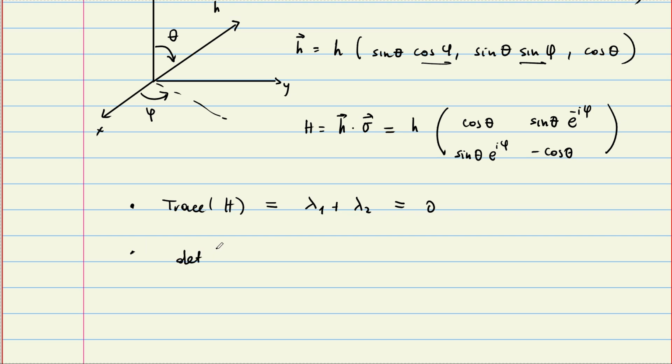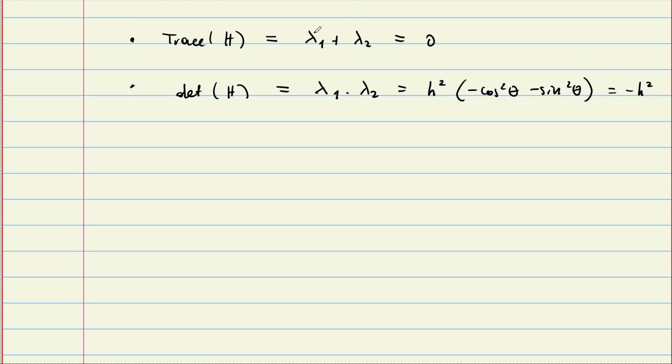And the second one is the determinant of H, right? Any determinant is the product of eigenvalues. And in this case, it's going to be H squared minus cosine squared theta. And if you multiply this, minus sine squared theta, right? Because the e to the i's just go away. And this is going to be minus H squared, right? Then lambda 1 is equal to minus lambda 2, and their product is minus H squared. Then I'll choose lambda 1 to be exactly minus H, and lambda 2 is H. So we found the eigenvalues. But we also need to find eigenvectors.